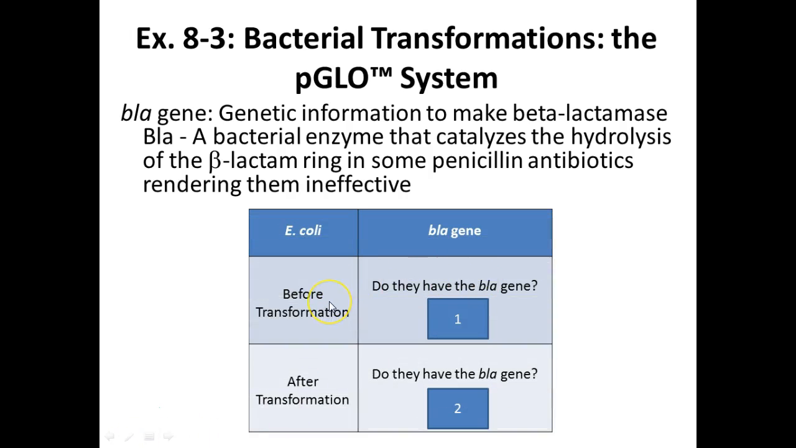So before transformation, does E. coli have the beta-lactamase enzyme? Does it have the genetic information to make that enzyme? No. After transformation? Yes, because we're going to give it to them.